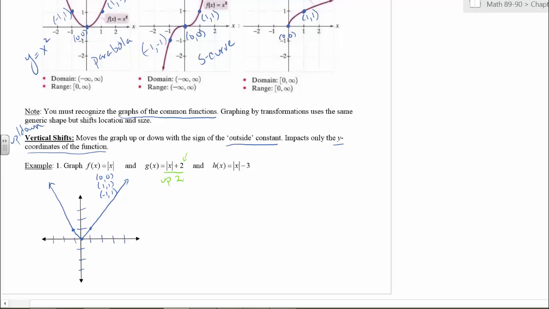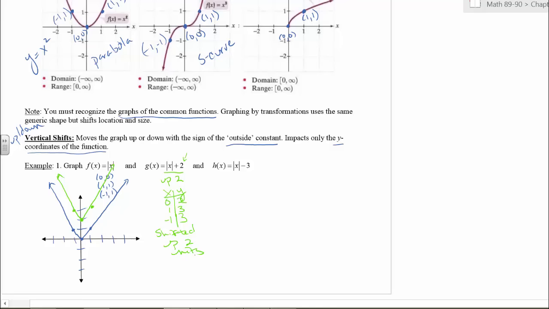And really quick, you can make a t-table. So let's use the same x-coordinates, 0, 1, negative 1, as we do for the parent graph. But what happens when you plug in 0? Well, if I plug in 0, absolute value of 0 is 0, plus 2 is 2. If I plug in 1, absolute value of 1 is 1, plus 2 is 3. And the absolute value of negative 1 is positive 1, plus 2 is 3. So I end up here at 0, 2, 1, 3, and negative 1, 3. And so if you notice, our blue graph was shifted up 2 units.